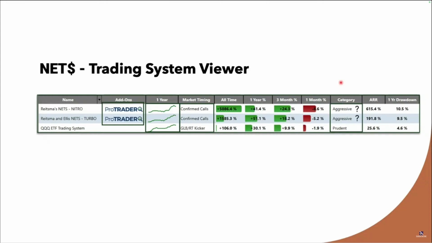And then the categories are aggressive, but I kind of question aggressive. It is in the sense that you're using leveraged ETFs, but it's not in the way that we're actually using the confirmed up and down signal. We did get pretty amazing returns in these back tests, with a 615% annual rate of return, just astronomical. But we did have a drawdown of 10.5% so far this year.